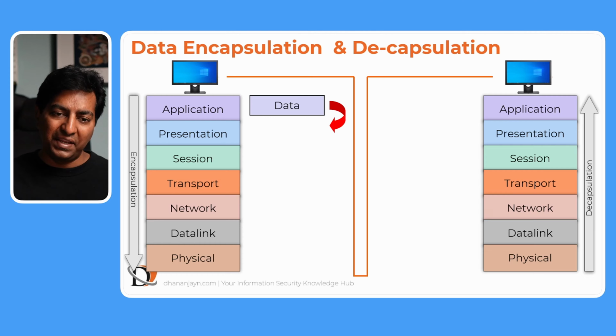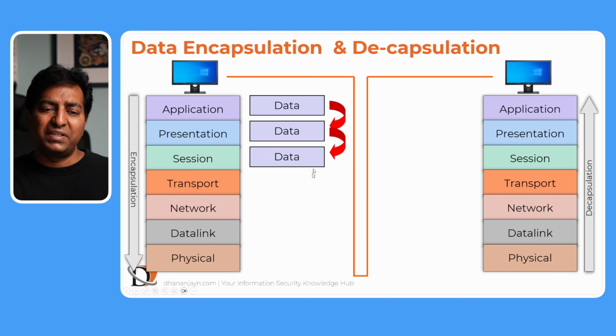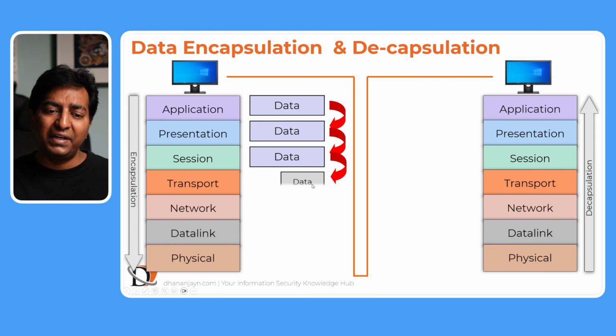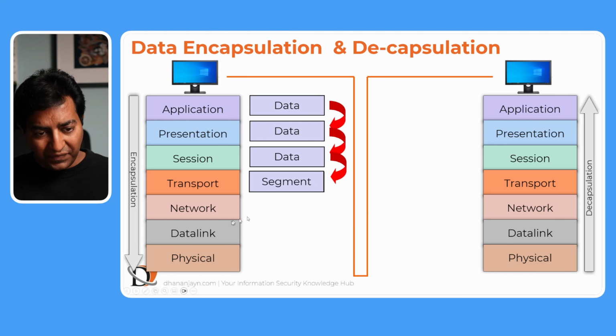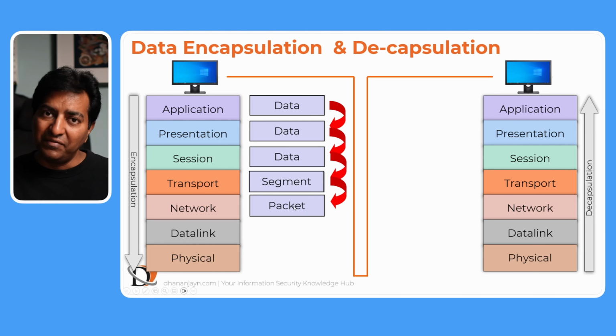In this case, at the presentation layer, data is converted into computer understandable language. ASCII, EBCDIC, we talked about it multiple times. Session establishment happens here. Data is segmented, sequenced. The data is in the form of segments. Source IP and destination IP is attached. Data is in the form of packets.